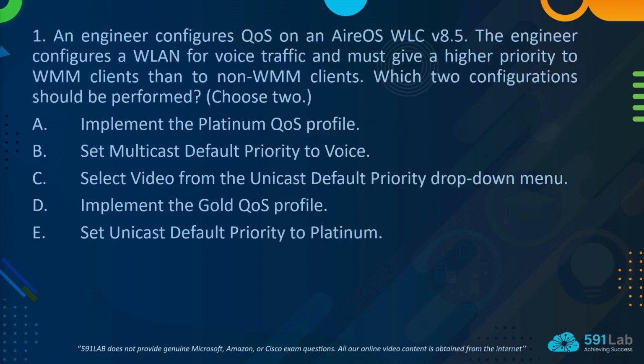So let's start with our first question. An engineer configures the QoS, or Quality of Service, on an AireOS WLC version 8.5. The engineer configures a wireless LAN for voice traffic and must give a higher priority to WMM clients than to non-WMM clients. Which two configurations should be performed?